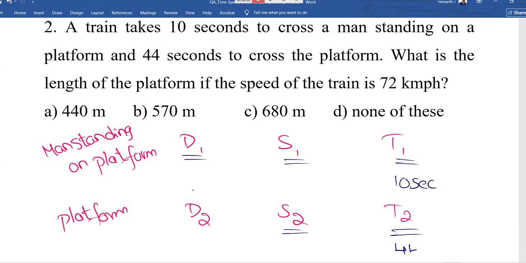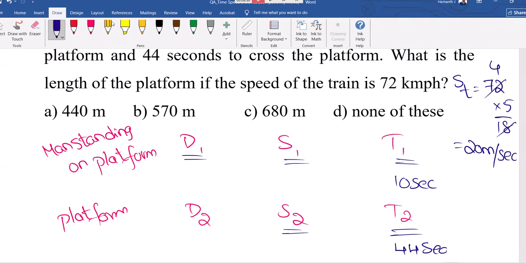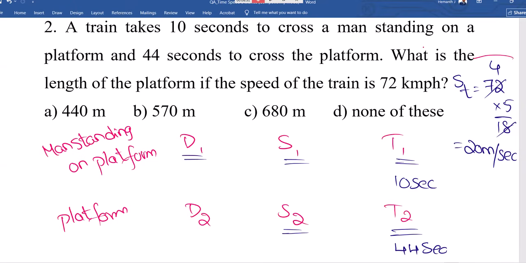T2, 44 seconds. Superb. The question gives the speed of the train directly, 72 kilometer per hour, but distance is in meters and timing is in seconds. It's your job. We need to convert into meter per second. In the previous question you did the reverse, but here the terms are meters and seconds, so speed also should be in meters and seconds. That's what. Speed is 20 meters per second.